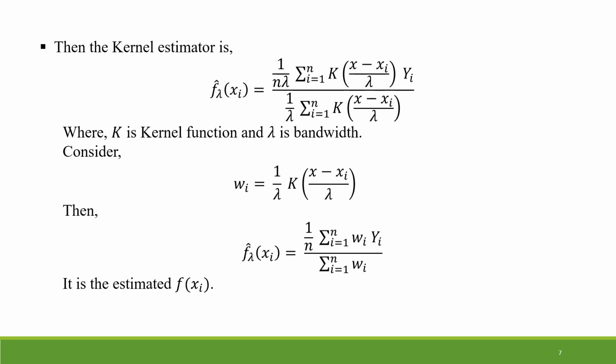The kernel estimator of f is given by the first equation, that is, f lambda cap of xi, where k and lambda are weights and we can discuss them later. If we consider wi equal to 1 by lambda k of (x minus xi) divided by lambda, then our f lambda cap of xi gives 1 by n summation i equal to 1 to n wi yi divided by summation i from 1 to n wi, and this is our estimated kernel function.